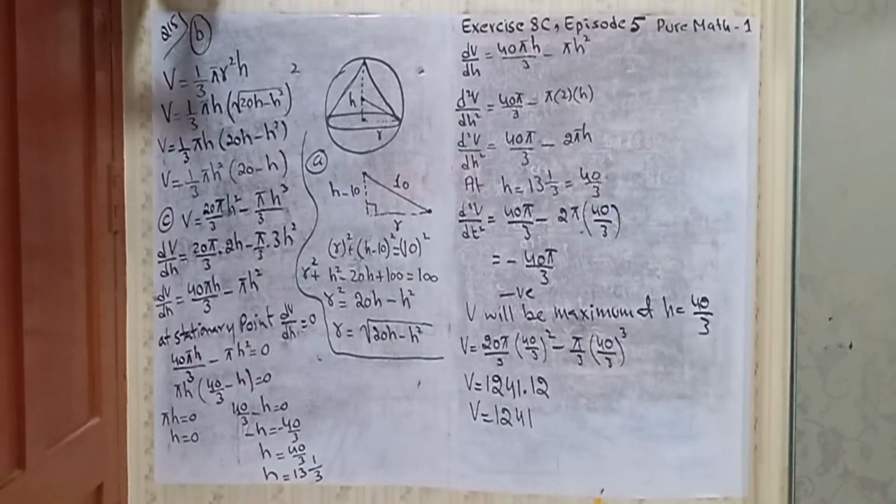This is our 5th episode on exercise 8C from the course book of Pure Maths 1. The mathematics we are studying is Cambridge International AS and A Level Mathematics 9709. Chapter 8 is about further differentiation, and exercise 8C was about practical maximum and minimum problems. There were 15 questions in this exercise, and we are done. I have done all 15 questions and uploaded my videos on my YouTube channel.